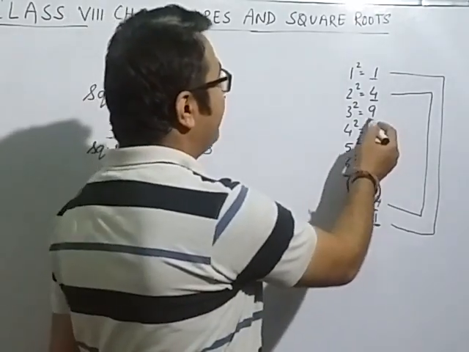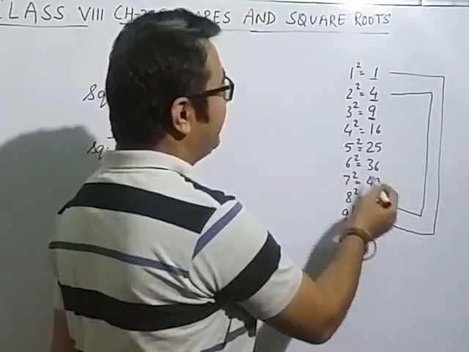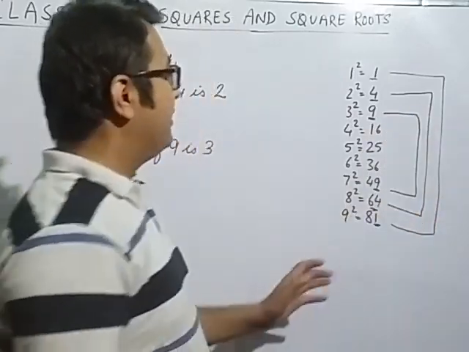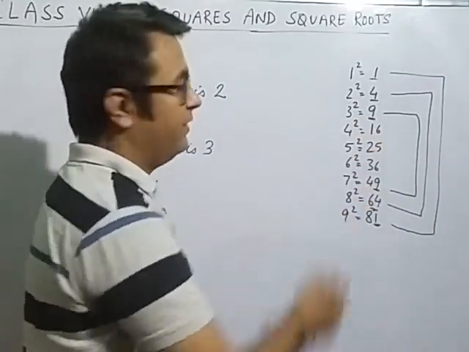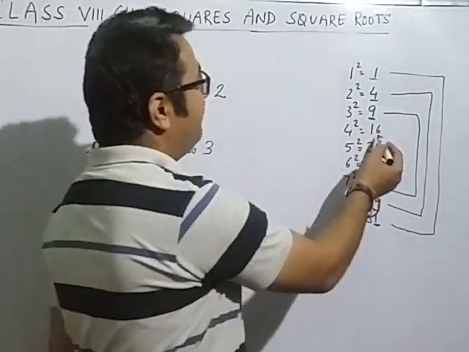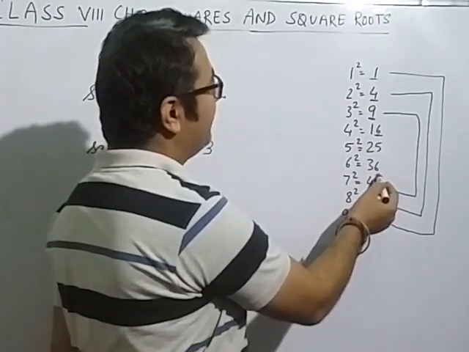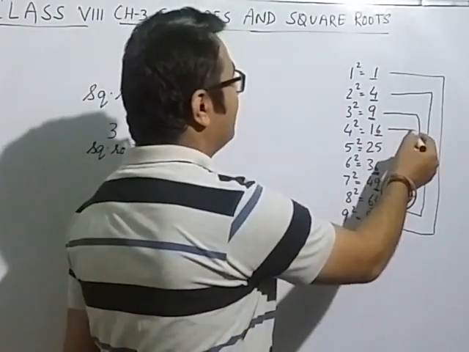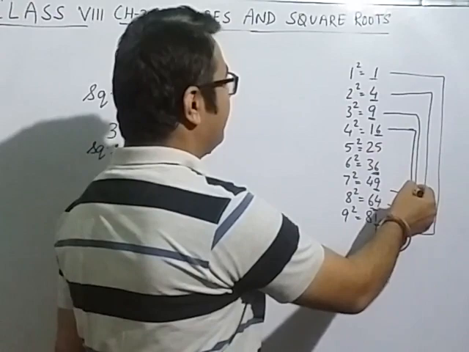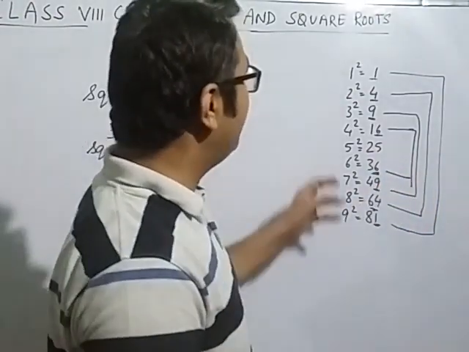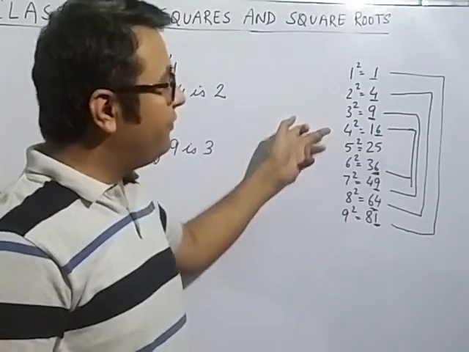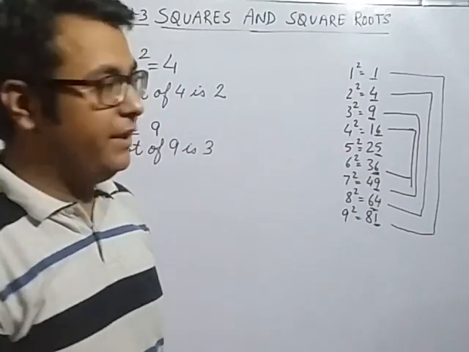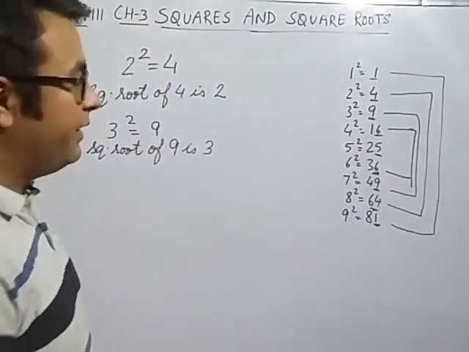Similarly, if the unit digit is 9, here in 3 square it is 9 and in 7 square it is 9. So if the unit digit is 9 in the squares, then in the square roots it will be either 3 or 7. Similarly, in 4 square the unit digit is 6 and in 5 square the unit digit is 5. So if the unit digit in the squares is 6, then in the square root the unit digit will be 4 or 6, and if the unit digit is 5, then in the square root it will be 5 only. First property is clear.